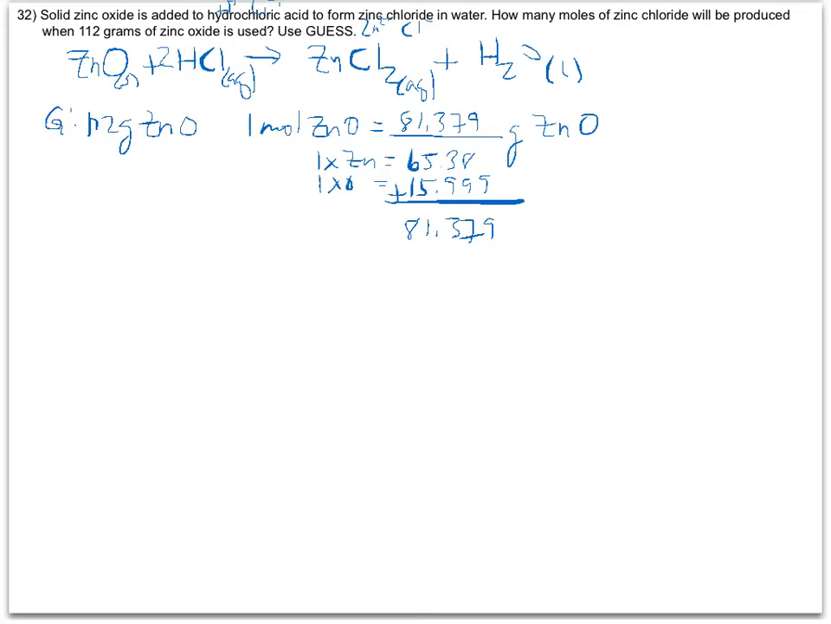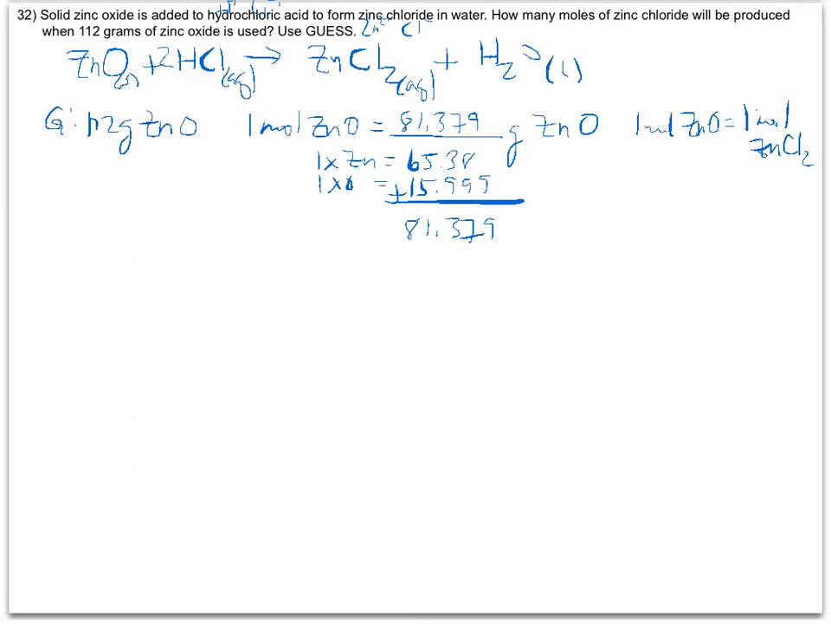Okay, and so that gets us into moles of zinc oxide. Once we're in moles of zinc oxide, then we can go into zinc chloride using our coefficients. There's nothing in front of either one of these, which means it's a 1-to-1 ratio. So if we compare that, that means that we've got 1 mole of zinc oxide to 1 mole of zinc chloride.